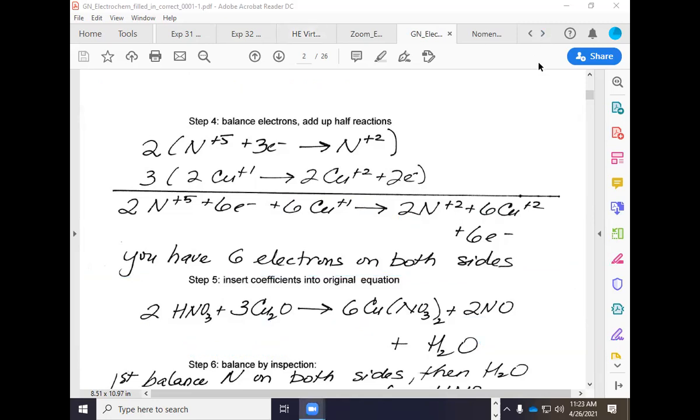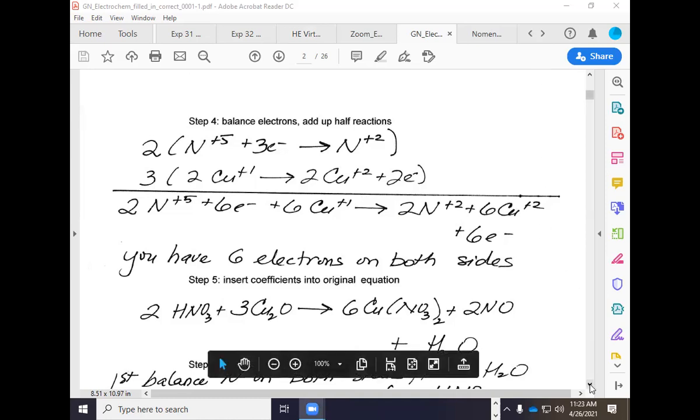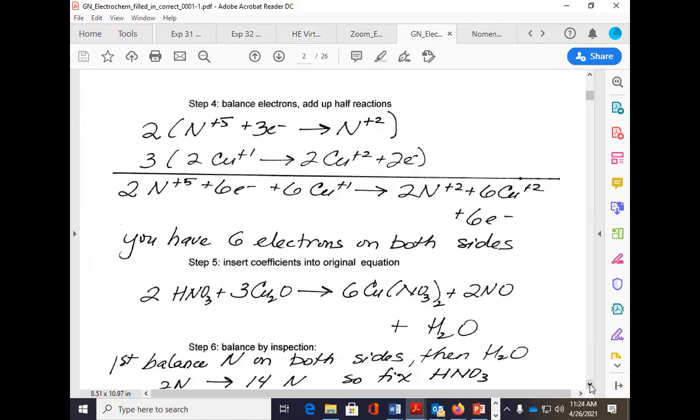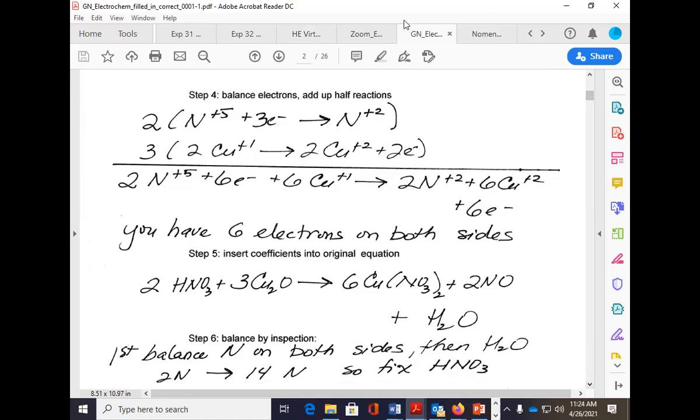Okay, we have to do the water on our own. Oh, we have another little problem. We need to balance the nitrogens first. Okay, so here's the problem. Let's just do this. We have 2 nitrogens on this side. Let's see, 2 times 6 is 12 plus these 2. And that's how we get 12 plus 2.